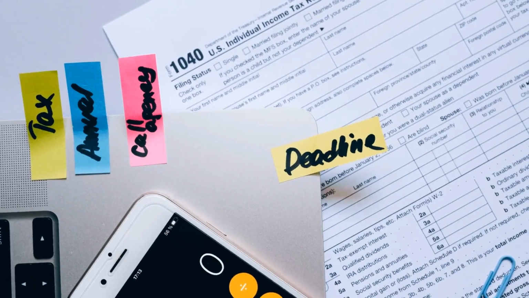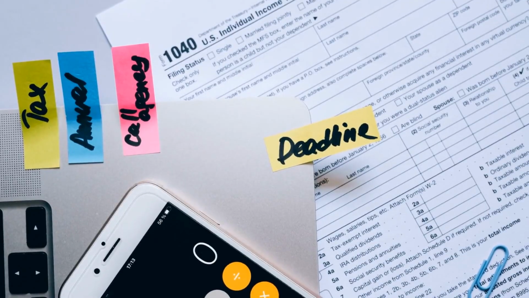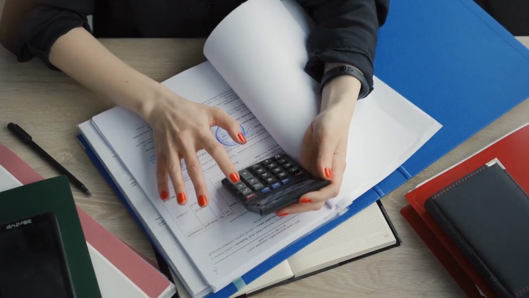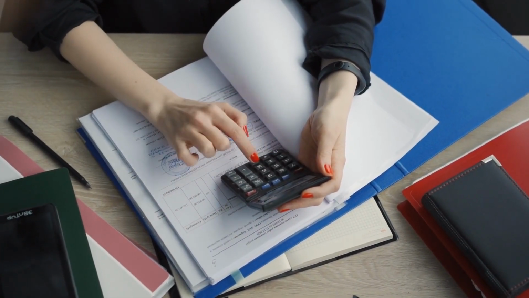Section 263A of the U.S. Tax Code plays a crucial role in how businesses account for certain costs related to inventory and production. Understanding these rules is essential for accurate tax reporting and avoiding potential penalties.